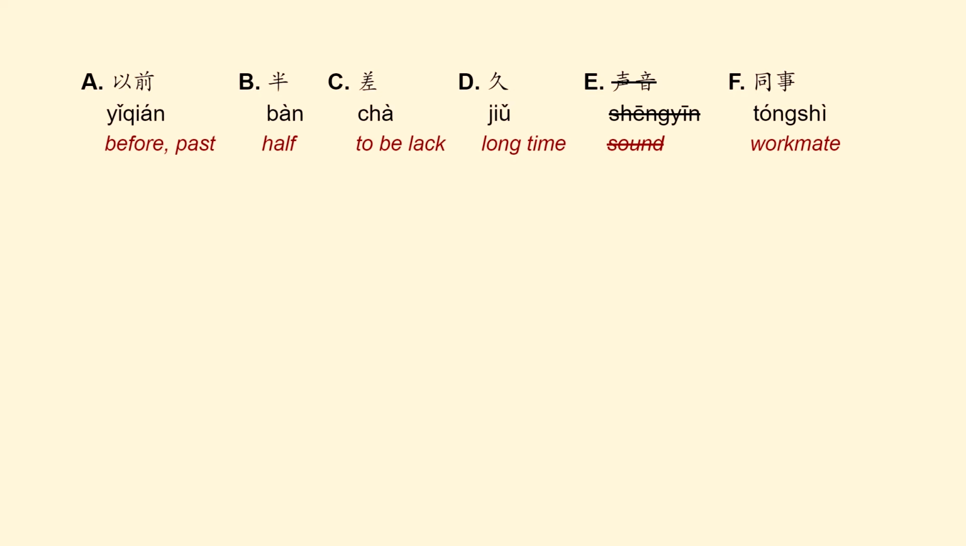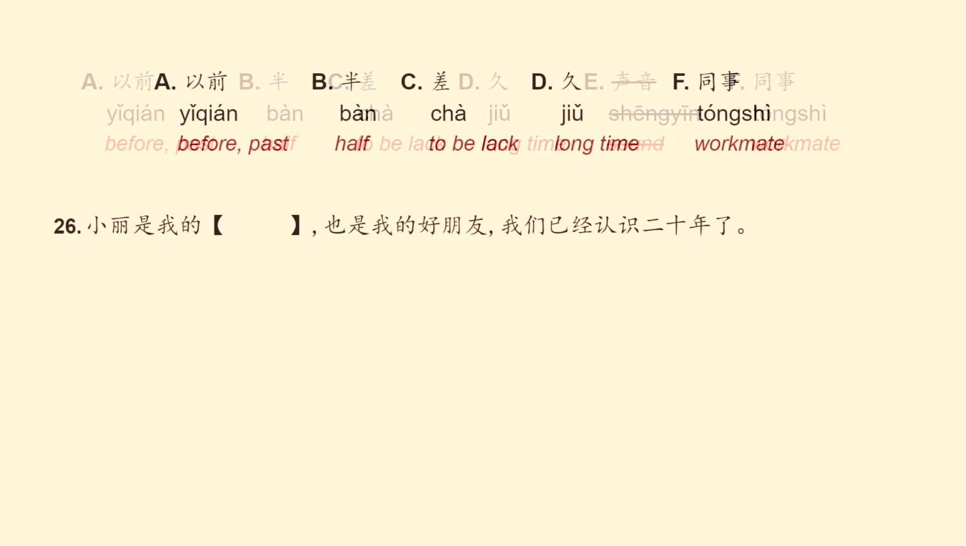Letter A, 以前, before or in the past. Letter B, 半, half. Letter C, 差, to be lacking. Letter D, 久, long time. Letter E, this is sound or voice, but remember that we cannot use letter E because this one is used in the example. And letter F, 同事, workmate. With these words, now we fill in the blanks.